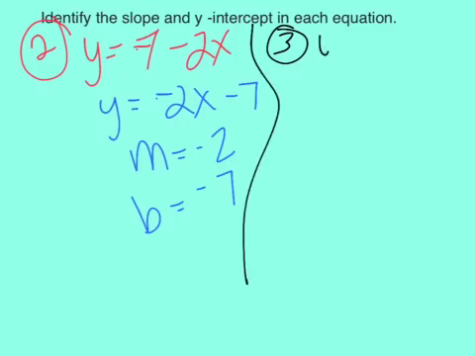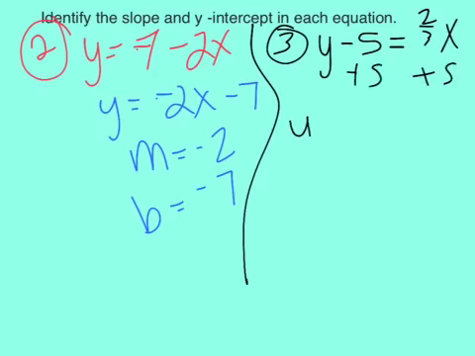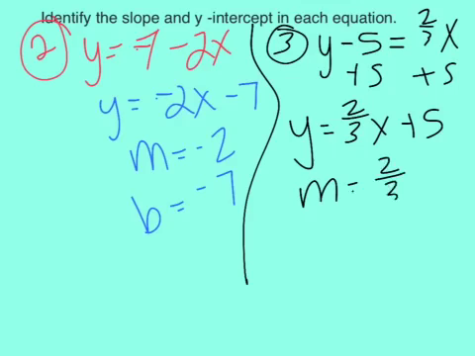What if I have y - 5 = 2/3 x? Well, right away you should notice that that's not in y = mx + b form. So you want to make sure that we add 5 to both sides. So then you have y = 2/3 x + 5. From here, my slope is 2/3, it's the value in front of x. And my y-intercept, or where the graph will cross the y-axis, is at positive 5.